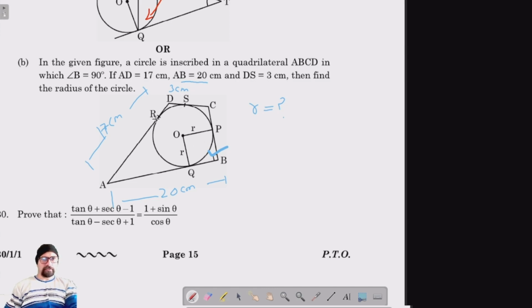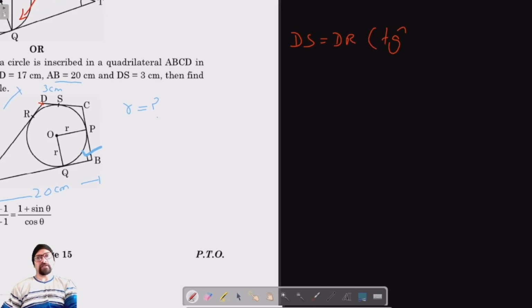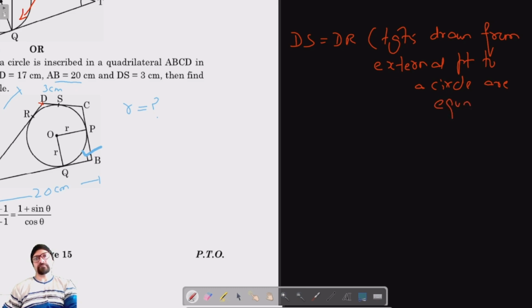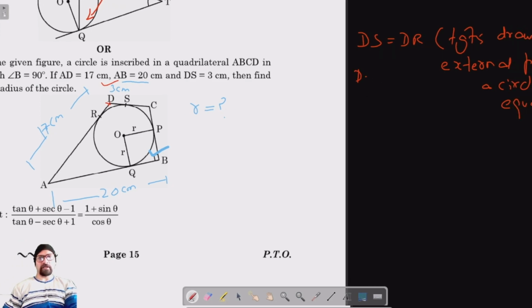Okay, now this DS and DR, it's equal. So DS is equal to DR, as these are tangents drawn from the external point D. So we can say that the reason is tangents drawn from an external point to a circle are equal.